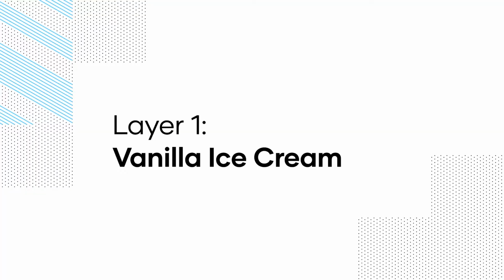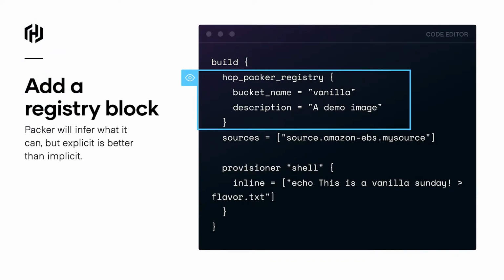So I'm going to start with the vanilla ice cream layer, and once we've pushed that to the registry, we're going to retrieve it and add a layer of chocolate sauce on top. So let's start with our base image. Here you can see a simplified example of an HCL Packer template.